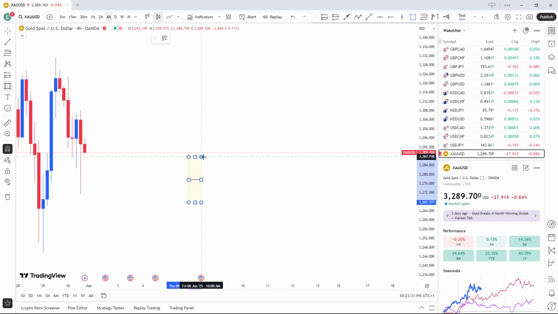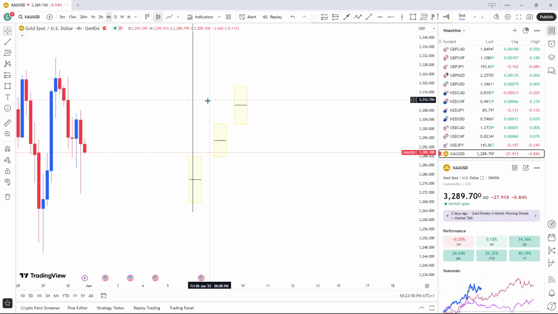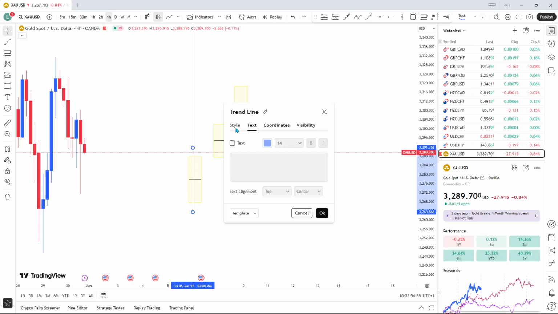So it makes up of three candles. Let's just say something like this, for example. Just to give you a quick little rundown. Basically, it's not perfect, but how do I turn that off?